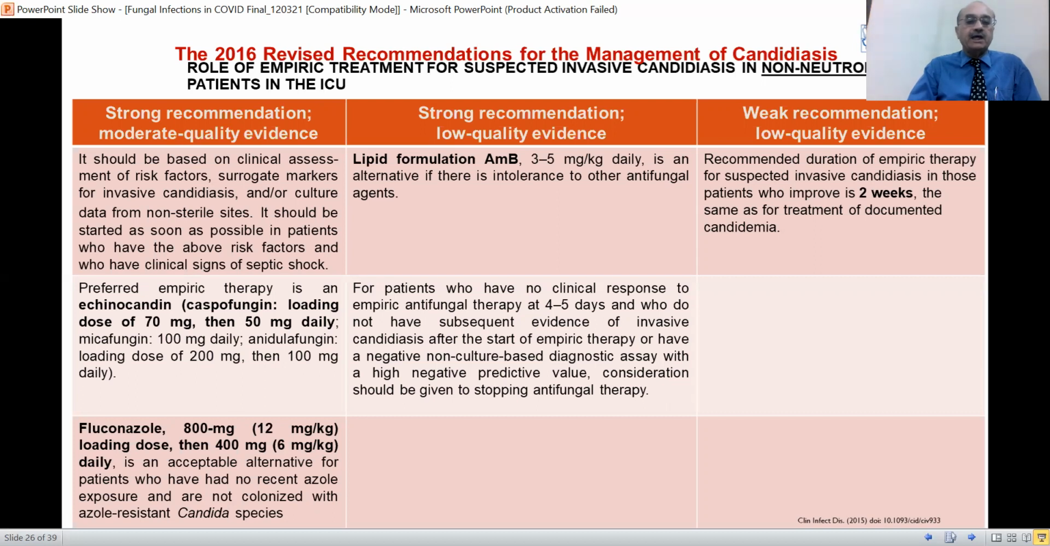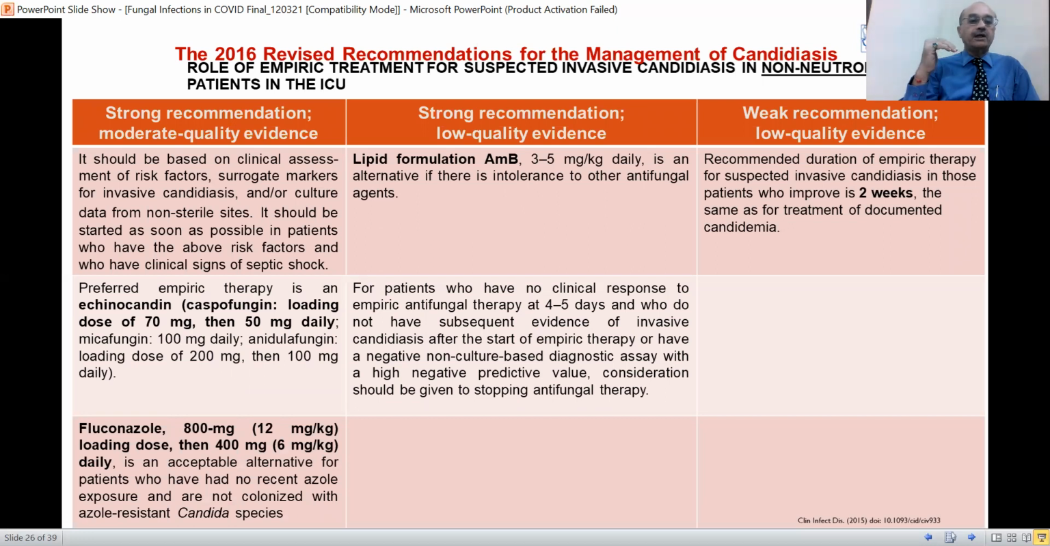Treatment of choice is echinocandins, that is caspofungin, with a loading dose of 70 milligrams, followed by 50 milligrams daily. It is given for 2 weeks after the culture becomes negative. Till that time, you have to continue this drug. The other drugs are micafungin or anidulafungin, where you give 200 milligrams of loading dose followed by 100 milligrams daily.